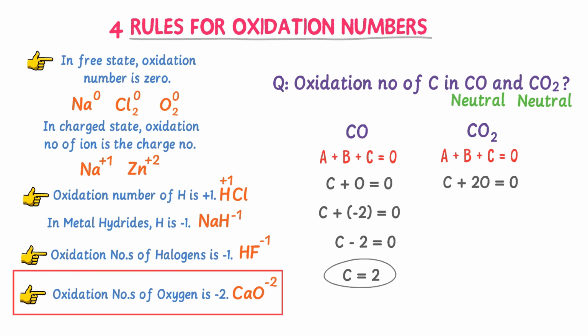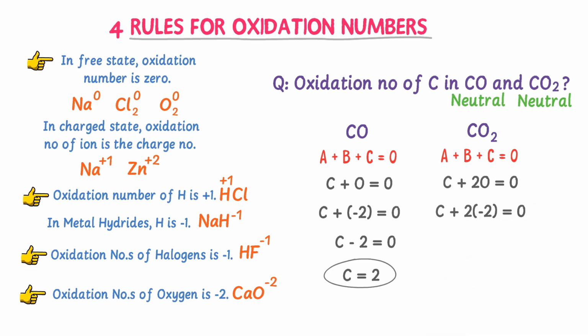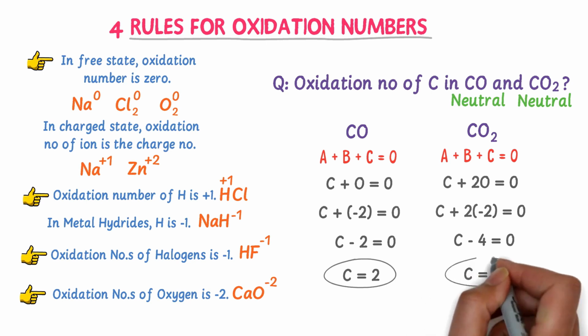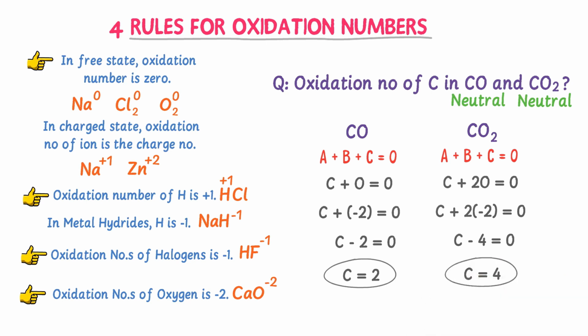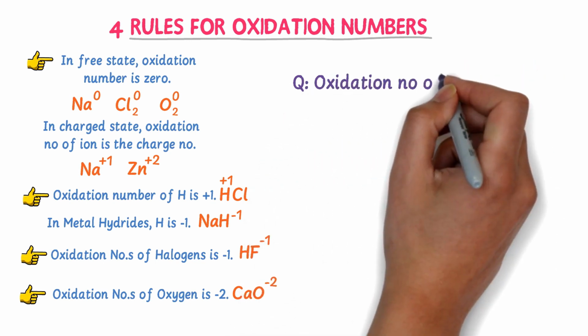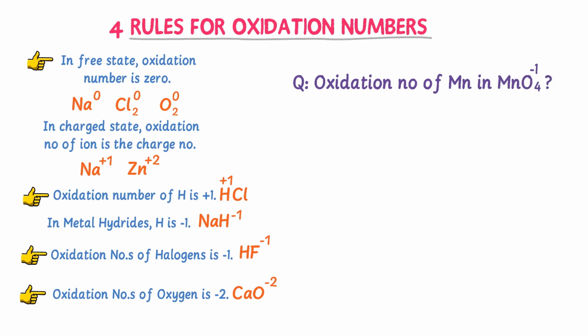The oxidation state of oxygen is -2, so carbon plus 2 into -2 is equal to 0, or carbon minus 4 is equal to 0, or carbon is equal to +4. Thus, the oxidation number of carbon in carbon monoxide is +2, and the oxidation number of carbon in carbon dioxide is +4. From this example, we also learn that oxidation number of the same atom like carbon can be different in different substances. Thirdly, find the oxidation number of manganese in permanganate ion.